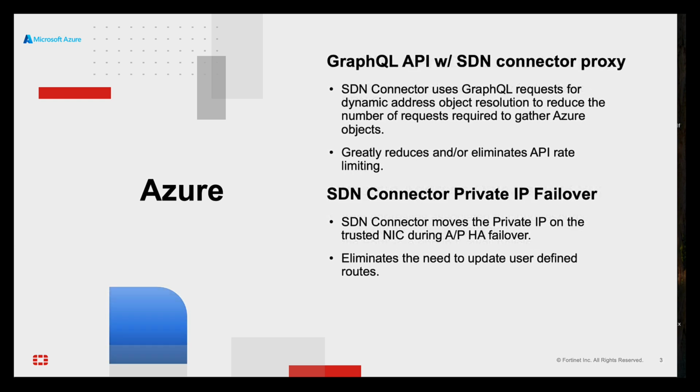GraphQL API is now supported with the Azure SDN connector. This allows for fewer queries, but being able to retrieve a greater number of objects. So this greatly reduces and/or eliminates API rate limiting.